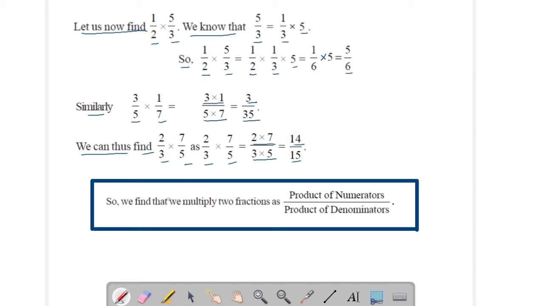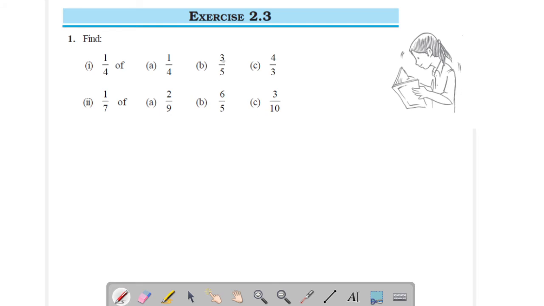What we conclude from this? That we find we multiply two fractions as product of numerators and product of denominators. Always remember this. If we have to multiply two fractions, then multiply numerator with numerator and denominator with denominator. Now come to exercise 2.3.